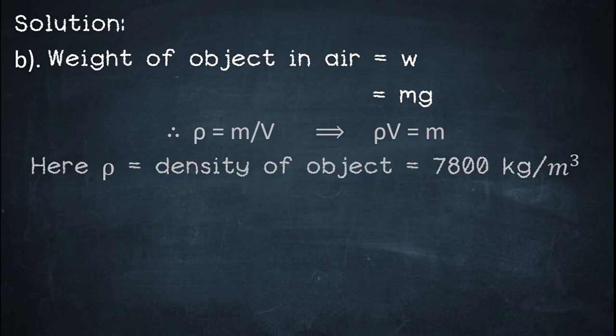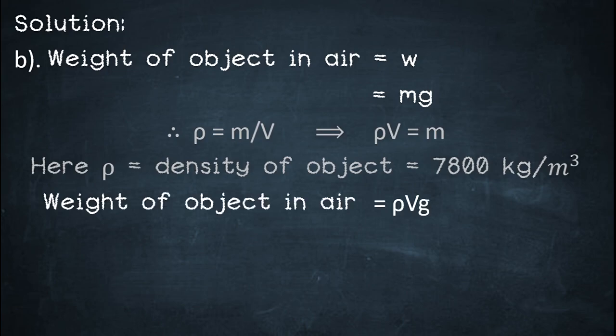In part A, you can see the formula of upthrust, in which we were using the density of fluid, because in upthrust the rho indicates the density of fluid, but here we are taking the weight of the object, so density will be that of the object instead of fluid. So density of object will be 7800 kilogram per meter cube as in the given data. Weight of object in air will be rho gV.